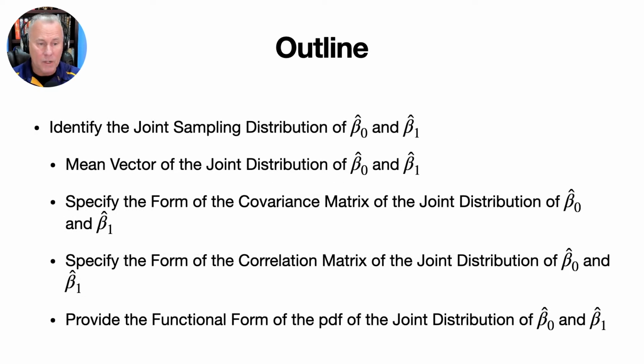We'll then identify the joint sampling distribution of beta 0 hat and beta 1 hat. We'll identify the mean vector of the joint distribution. We'll then specify the form of the covariance matrix of the joint distribution of beta 0 hat and beta 1 hat. We'll also specify the form of the correlation matrix for this joint distribution. And finally, we'll provide the functional form of the PDF of the joint distribution of beta 0 hat and beta 1 hat.